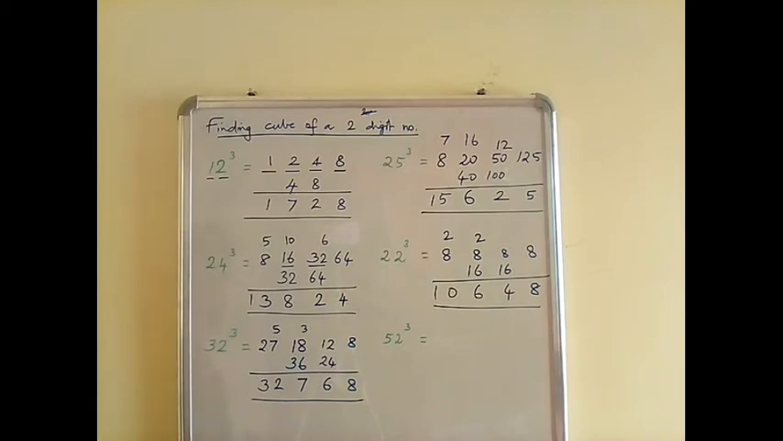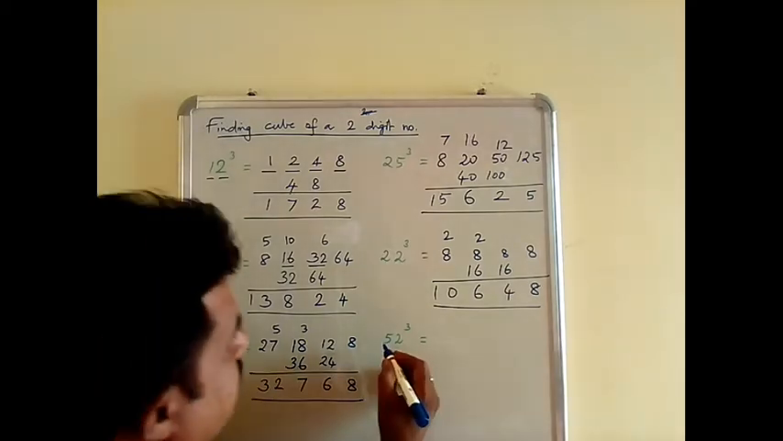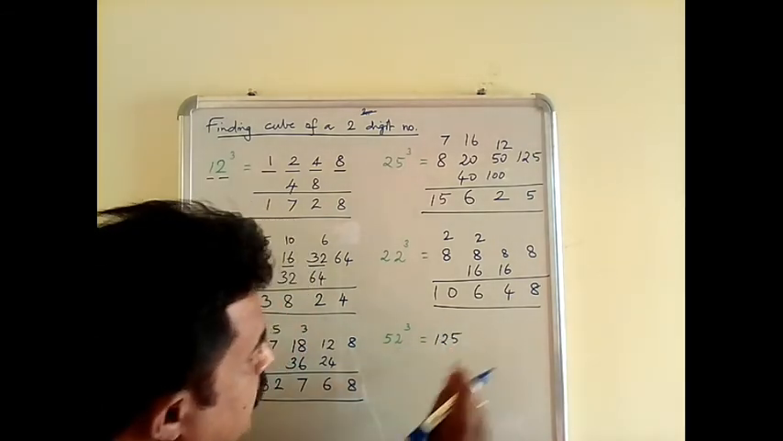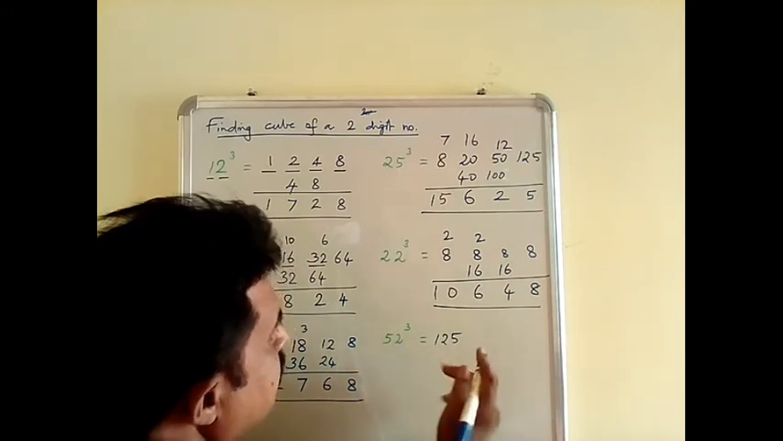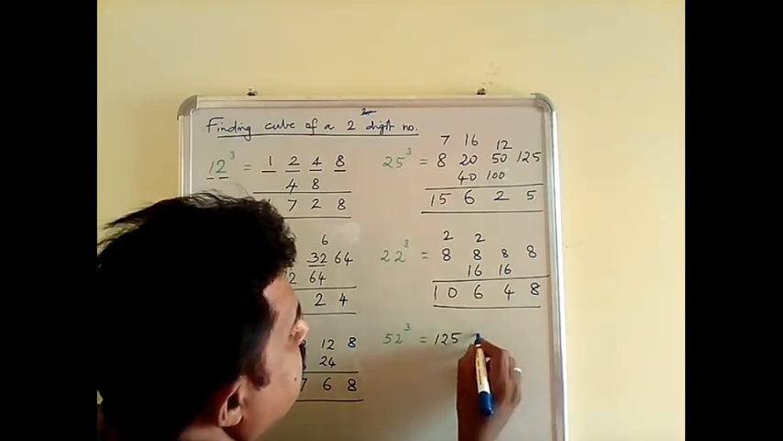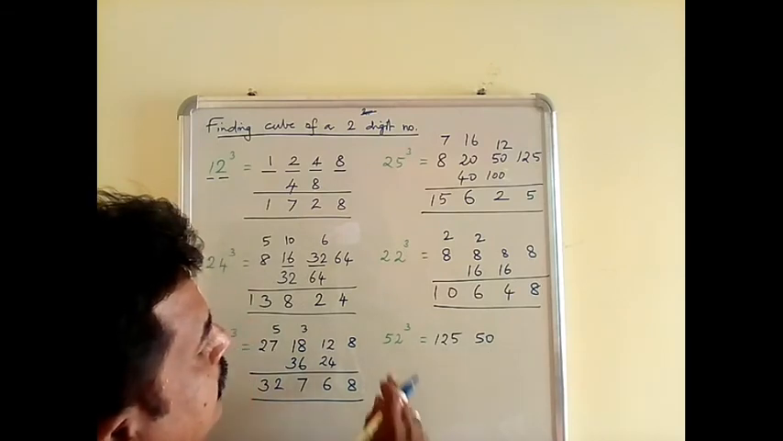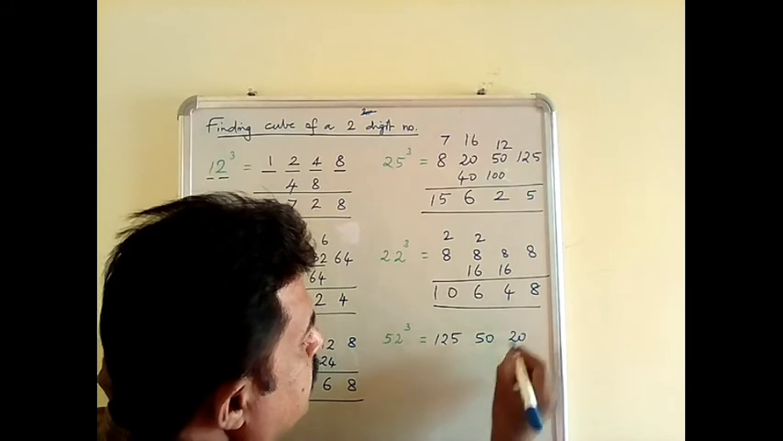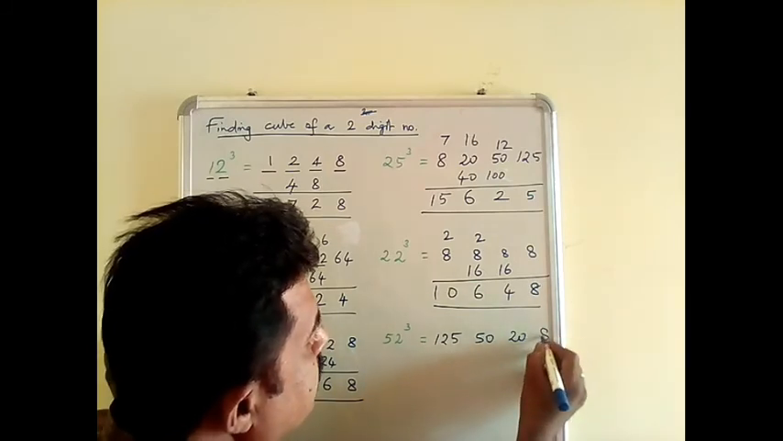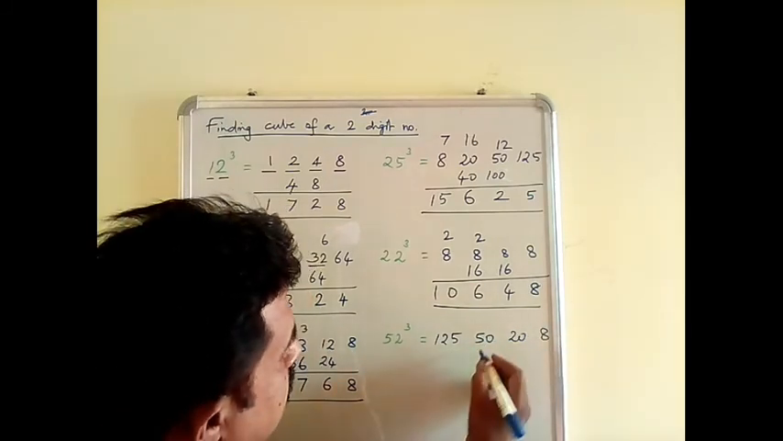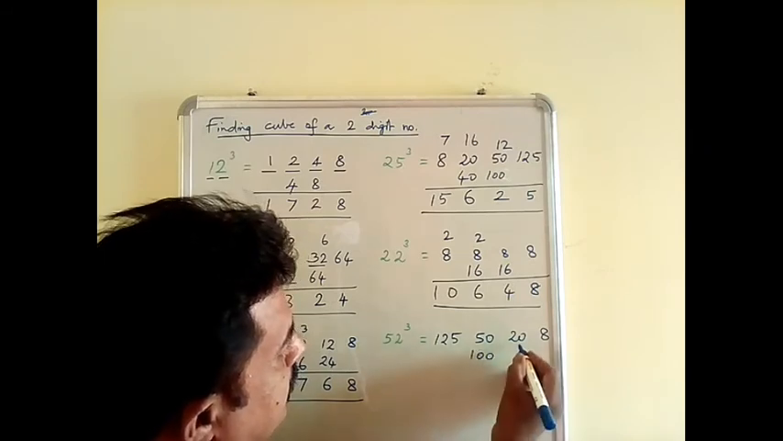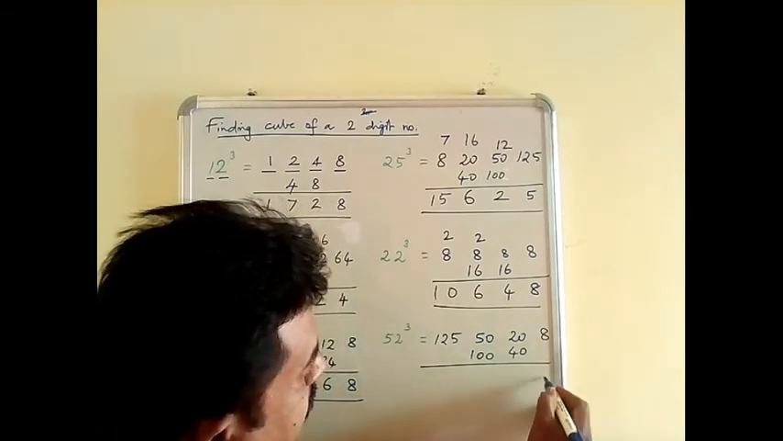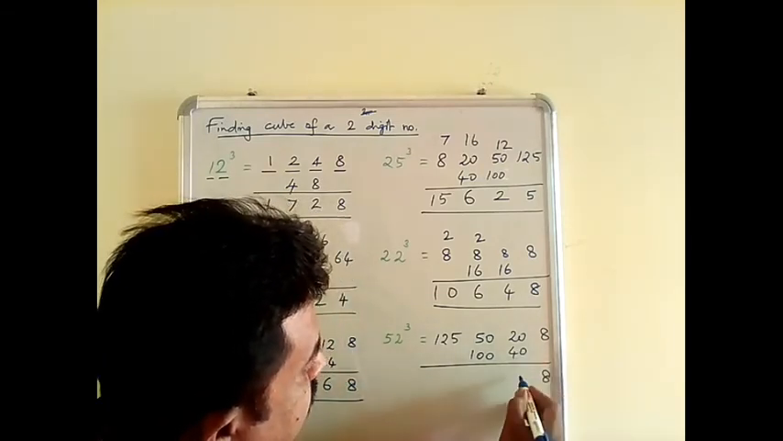And now let us take the last example, say 52 cube. To get 5 cube, first place we have 125. In the second place, 5 square into 2 becomes 50. And 5 into 2 square, that is nothing but 20. 2 cube is 8. Now double this, you get 100, and double this, you get 40. Now add 8.